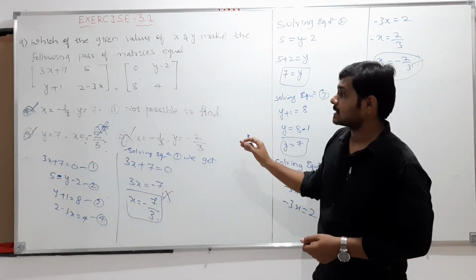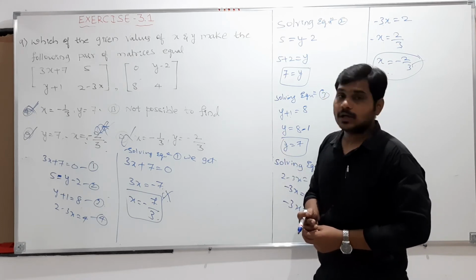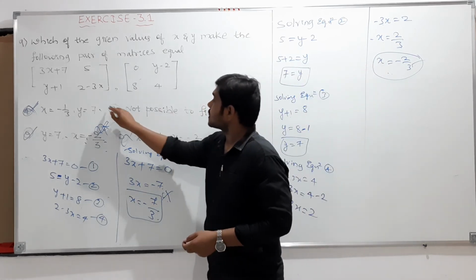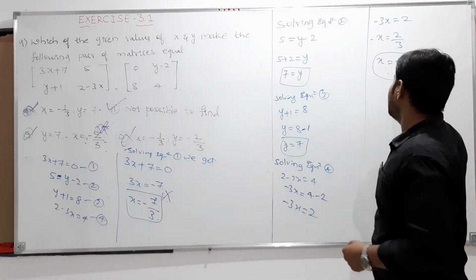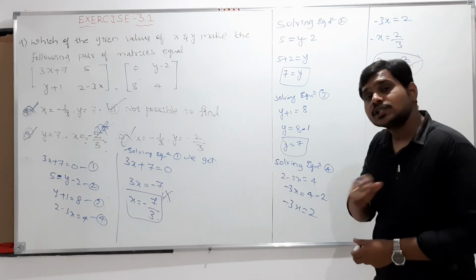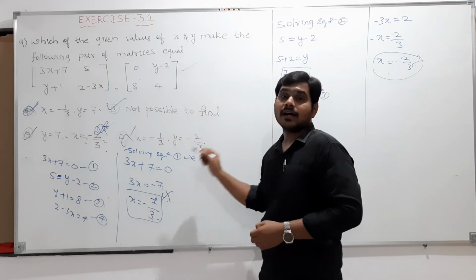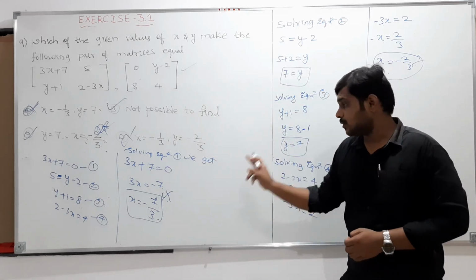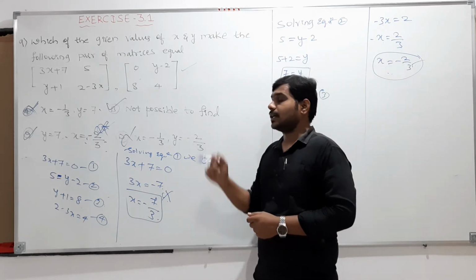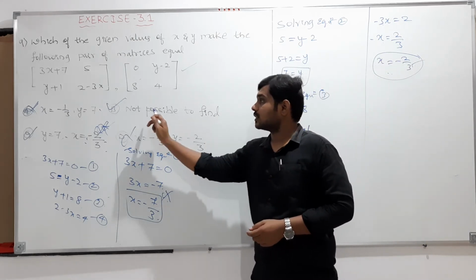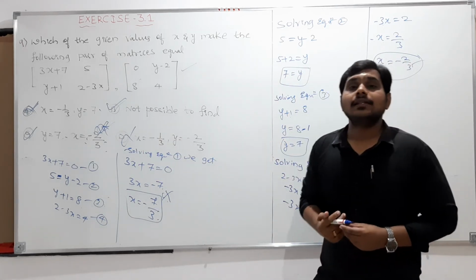So lastly, the remaining option is not possible to find. So the x and y values are not possible to find, because x is giving different values. X should not give different values. Whatever you solve, you should get the x and y values the same, that is equal, but here you are getting different values. So it's not possible to find the x value. So option B is the correct answer for the given ninth question.